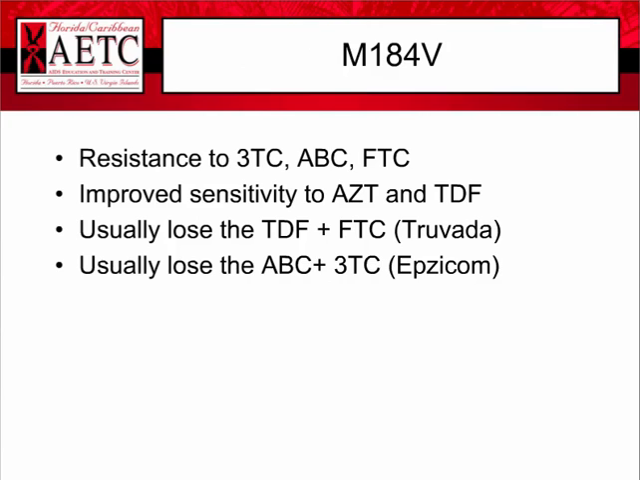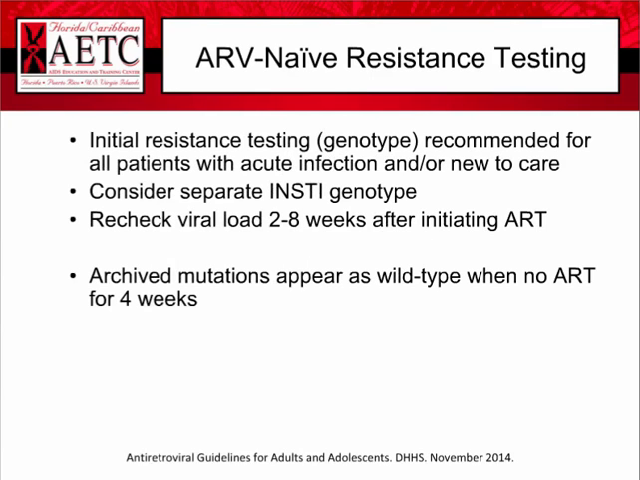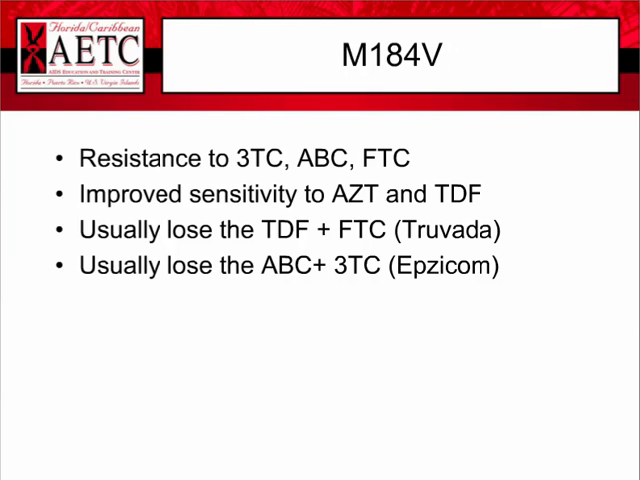And remember, if someone's been off of ART for more than 4 weeks, it's going to revert to something called a wild type, which means that you're not going to be able to see the resistance mutations. So please get your genotype when someone's newly diagnosed, start them on therapy, check them in 2 to 4 weeks, and then hopefully they'll be suppressed.